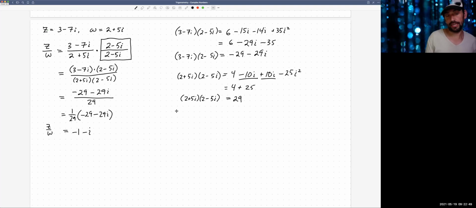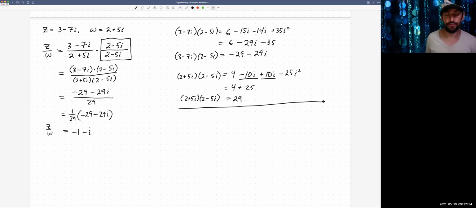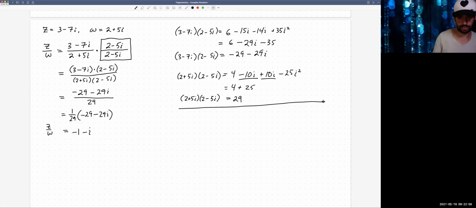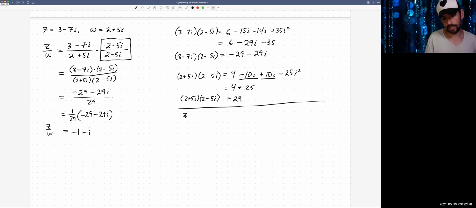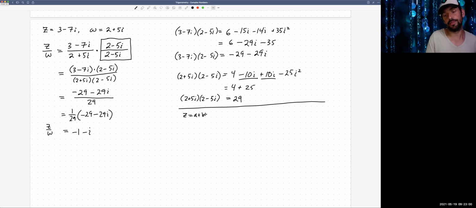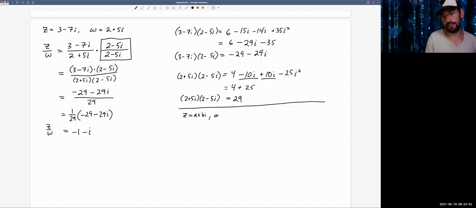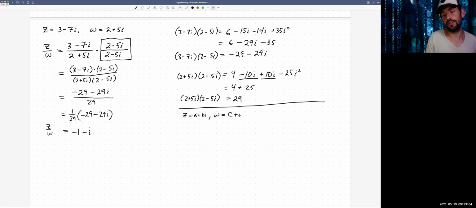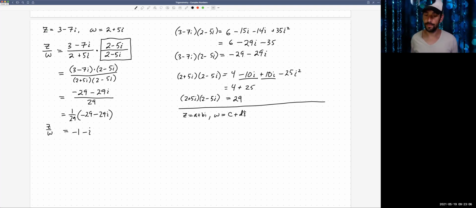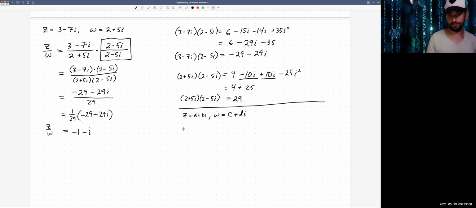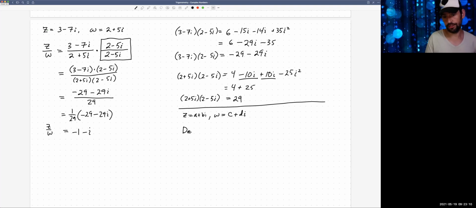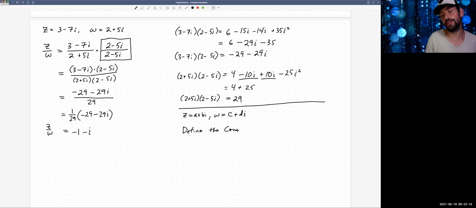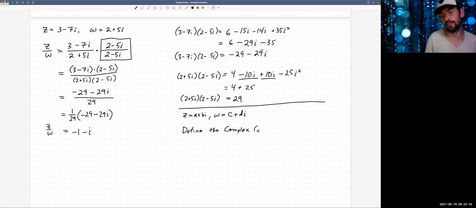So we can write down a method for division with the following notation. If z equals a plus bi, and w equals c plus di, okay? Then we're going to define something new. We're going to define what we call the complex conjugate.